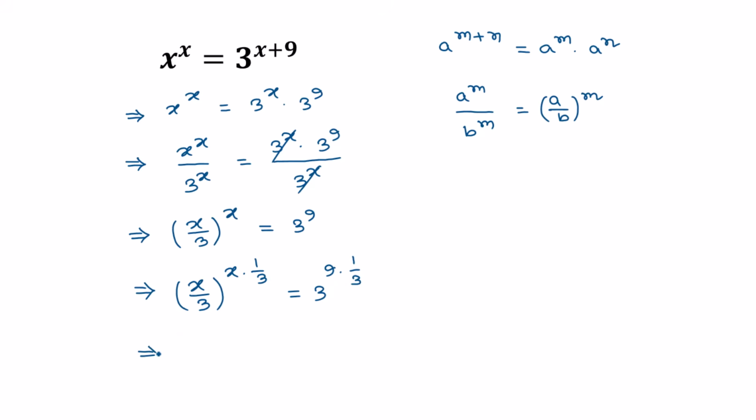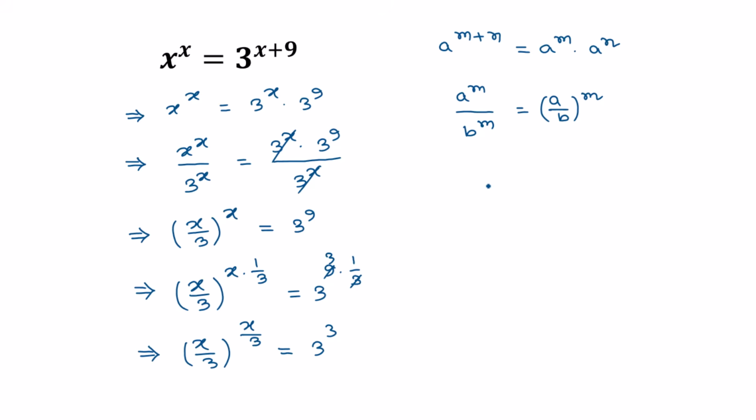Now this x over 3 whole to the power of this x times 1 over 3 will be x times 1 is x over 3. So x over 3 is equal to the right side, 3 to the power of 9 divided by 3, this will be 3, and this 3 times 1 will be 3.